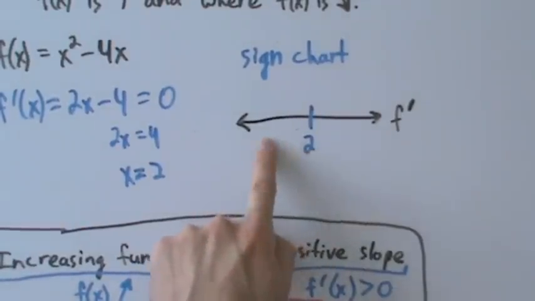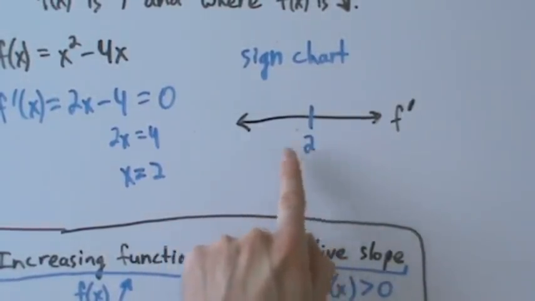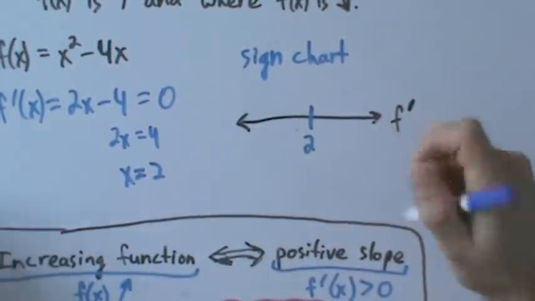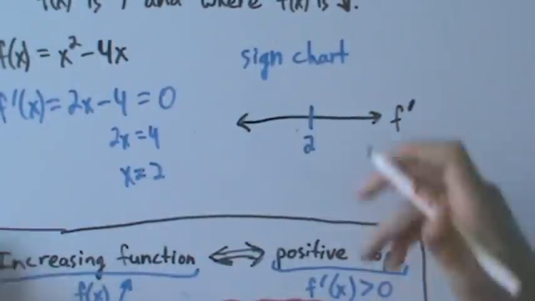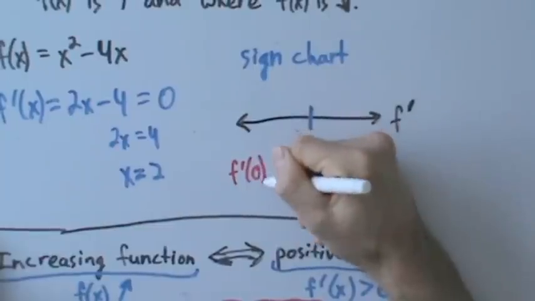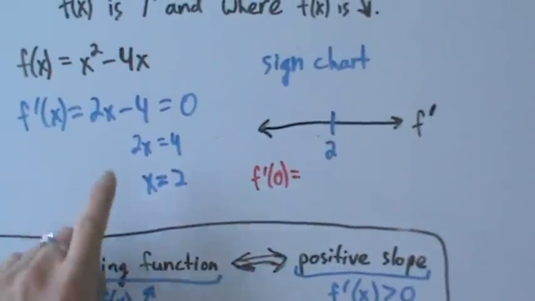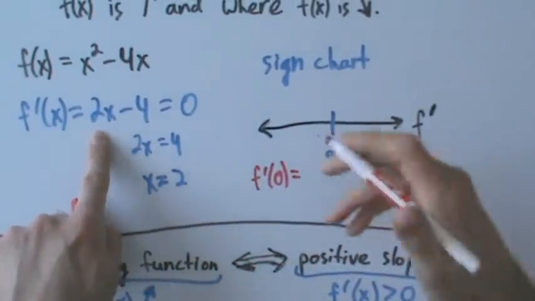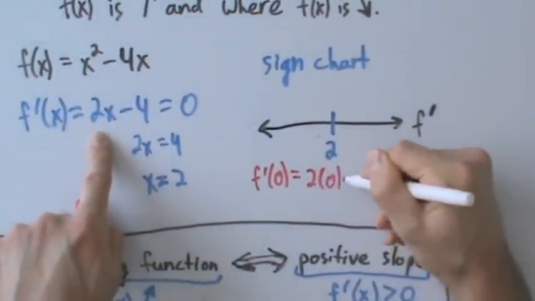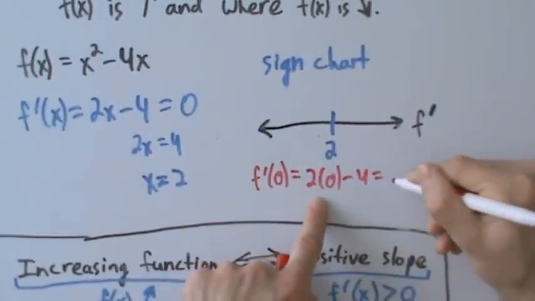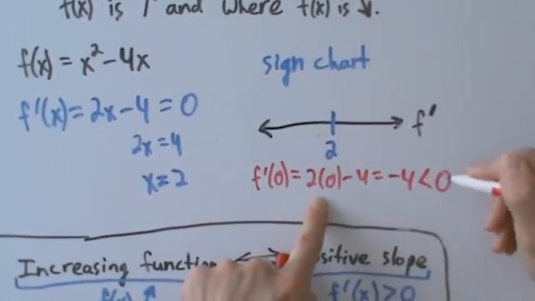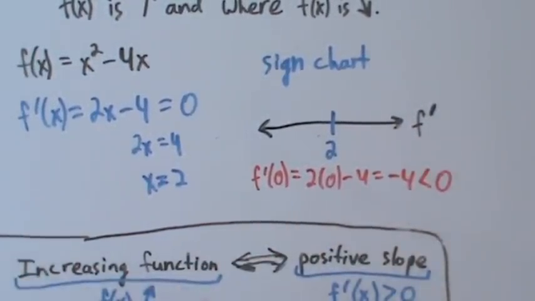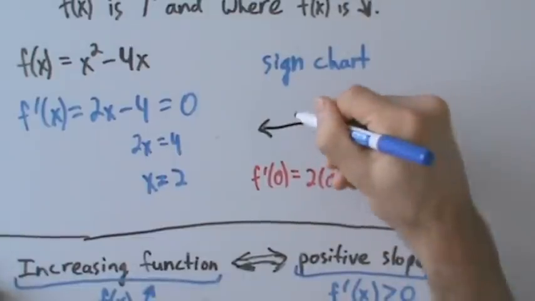So 0 is in this interval, right? Because 0 is less than 2, so 0 is over here. So let's do that. Let's say f prime of 0. Now what does that equal? Well, let's go back over here. f prime of x is 2x minus 4, so f prime of 0 is 2 times 0 minus 4, which is 0 minus 4, which is negative 4, which is less than 0. Okay? So f prime of 0 is negative.